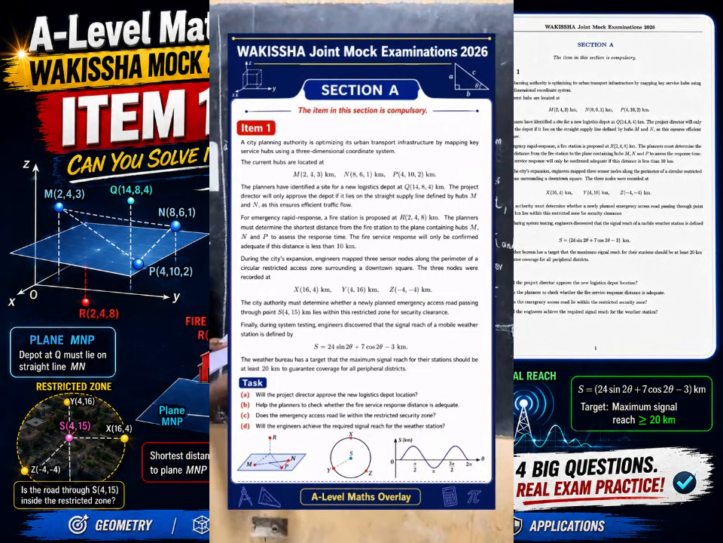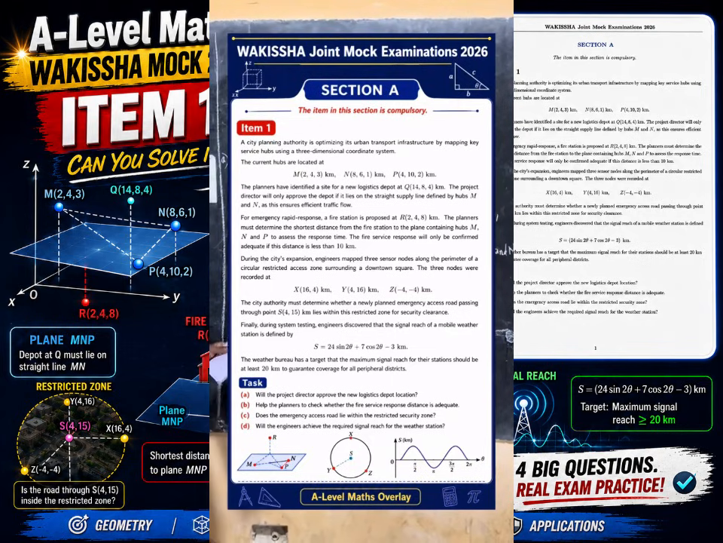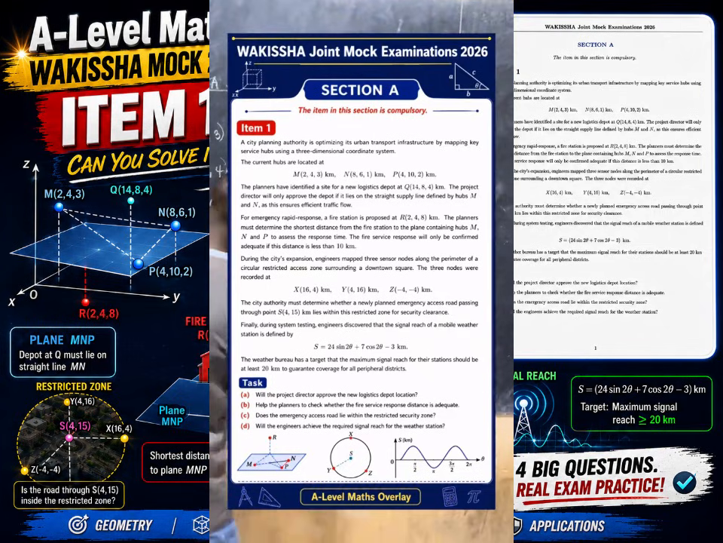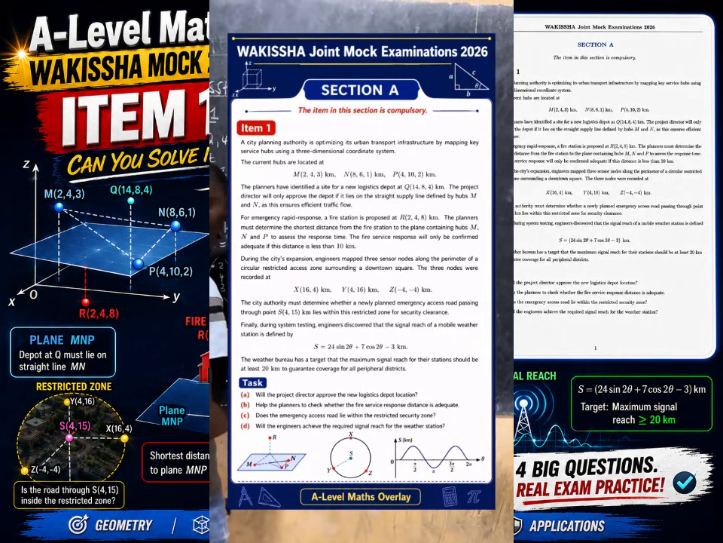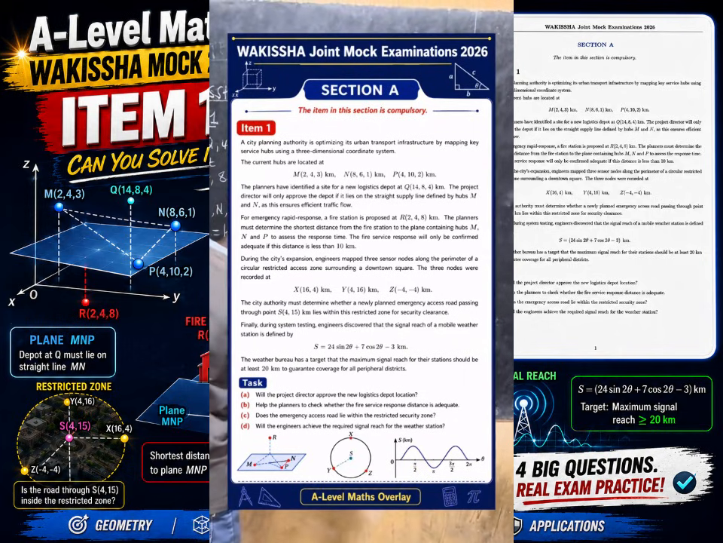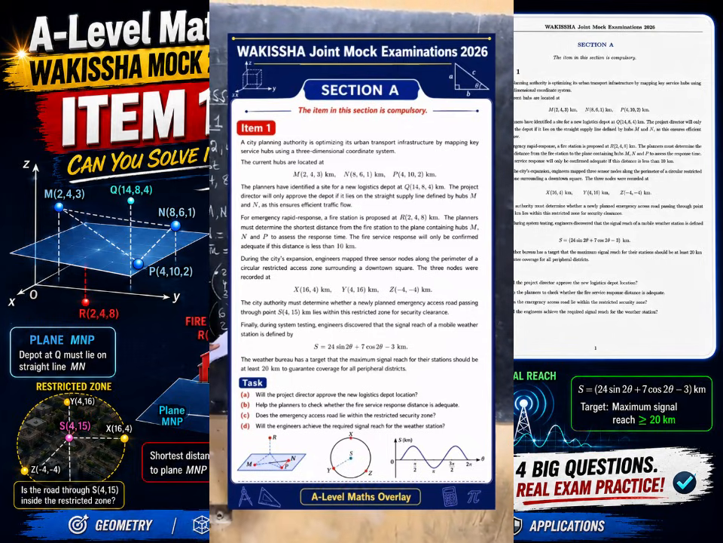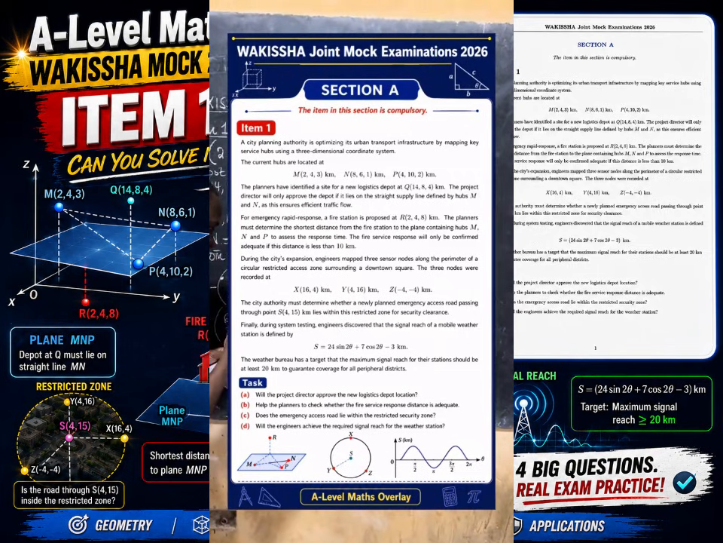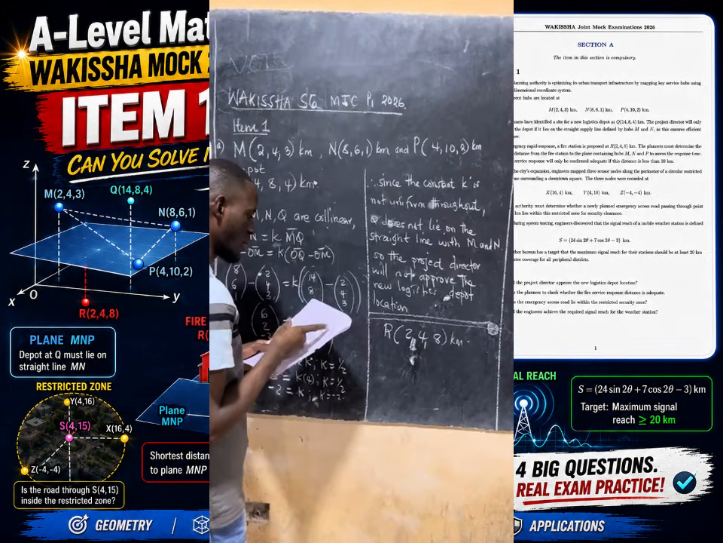The second paragraph is saying, for emergency rapid response, a fire station is proposed at R. Let me first put R. The fire station is proposed to be at point R, which is 2, 4, 8 kilometers. The planners must determine the shortest distance from the fire station to the plane containing M, N, P.